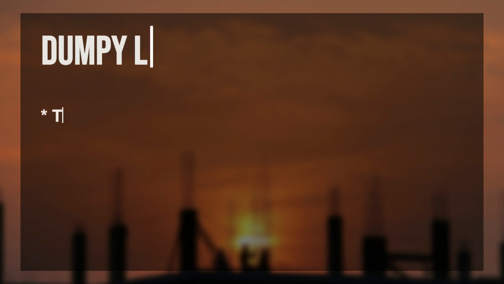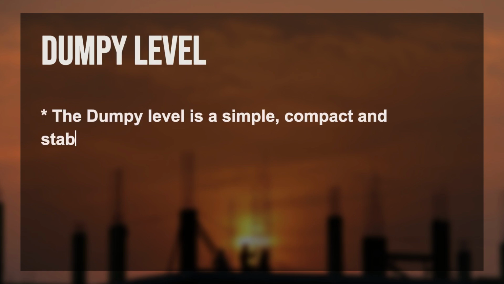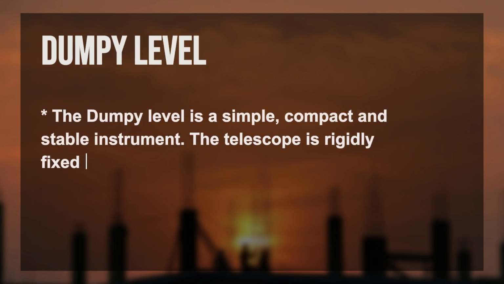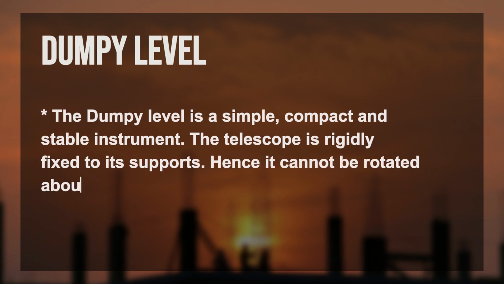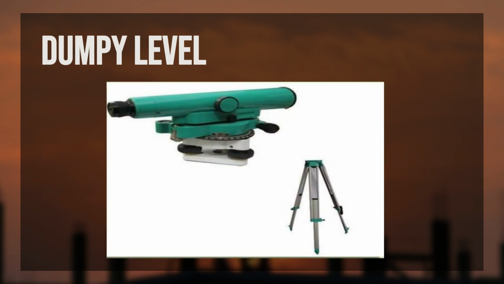The dumpy level is the most commonly used type of level. It is a simple, compact and stable instrument. It comprises different components, the most important of which is the telescope. The telescope is rigidly fixed to its supports, hence it cannot be rotated about the horizontal axis. This is an example figure of the dumpy level, which primarily comprises the stand and the top instrument.